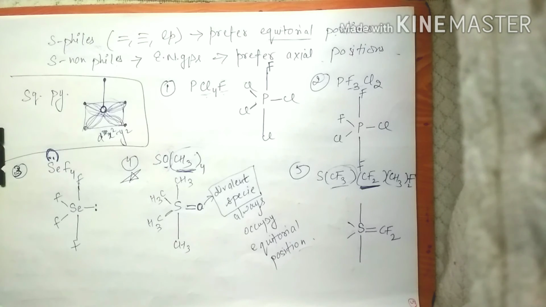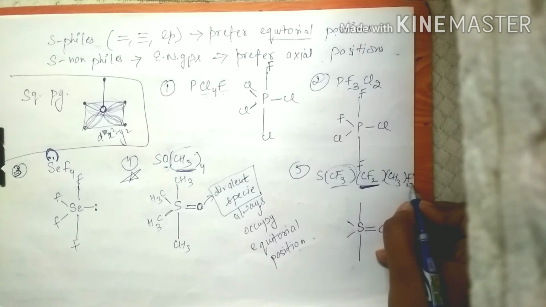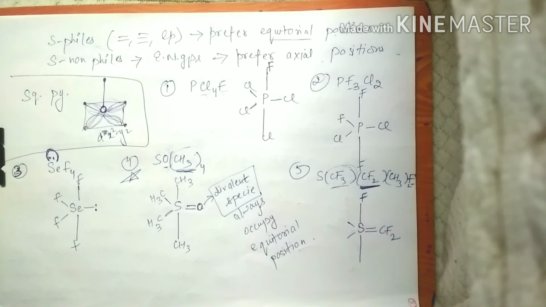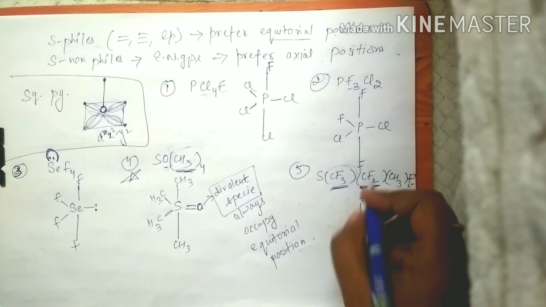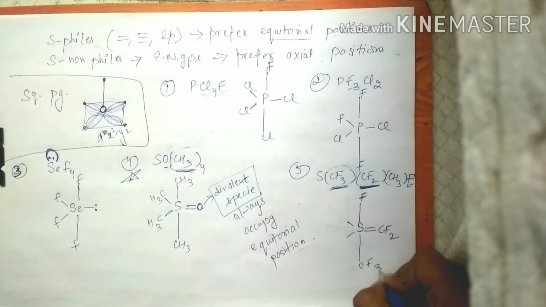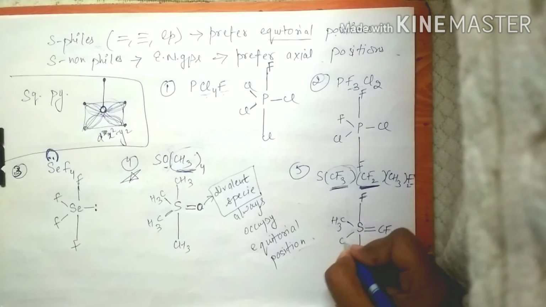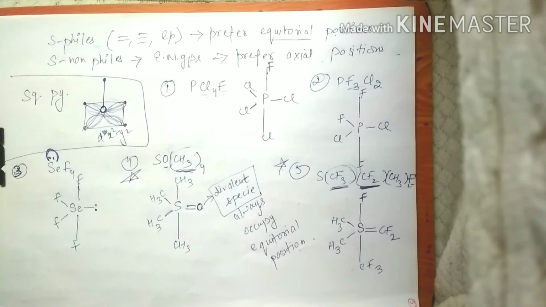Now you have one F, one CF3 and two CH3 groups. So we have a more electronegative group like F. So this will occupy your axial position. Now F is placed. One more electronegative group, that is CF3, and also not divalent. This will also occupy this axial position. Now the remaining two CH3 groups will come here. Okay, this is also an important example.